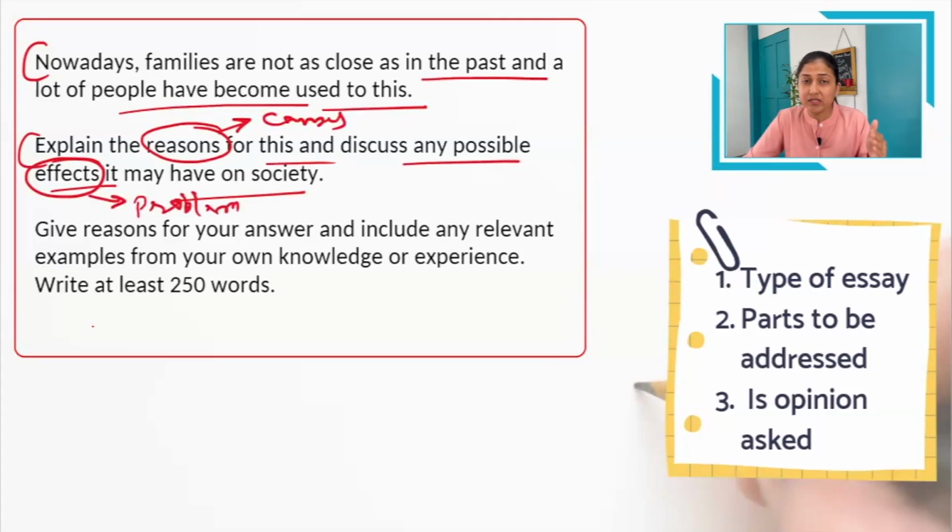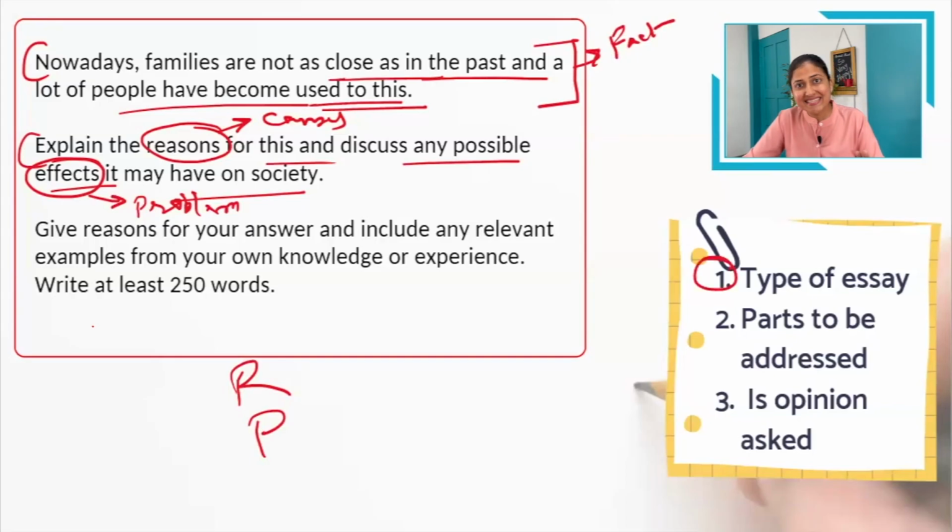Now, if the problem is asked in the question statement, what is the topic statement? Look at it. Is it sounding like a problem? See, families are not as close as in the past and a lot of people have become used to it. Is it sounding like a problem at all? Well, this is something happening, but it is not a problem. So, the statement is a plain simple statement which you might have to consider as a fact. And to this fact, you have to talk about reasons as well as problems, not solutions. Now tell me, which type of essay is this?